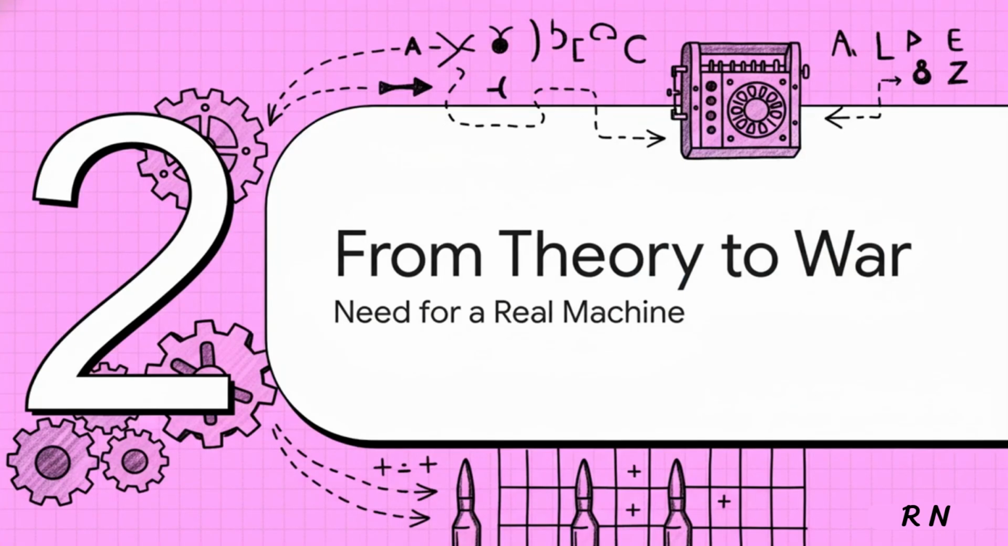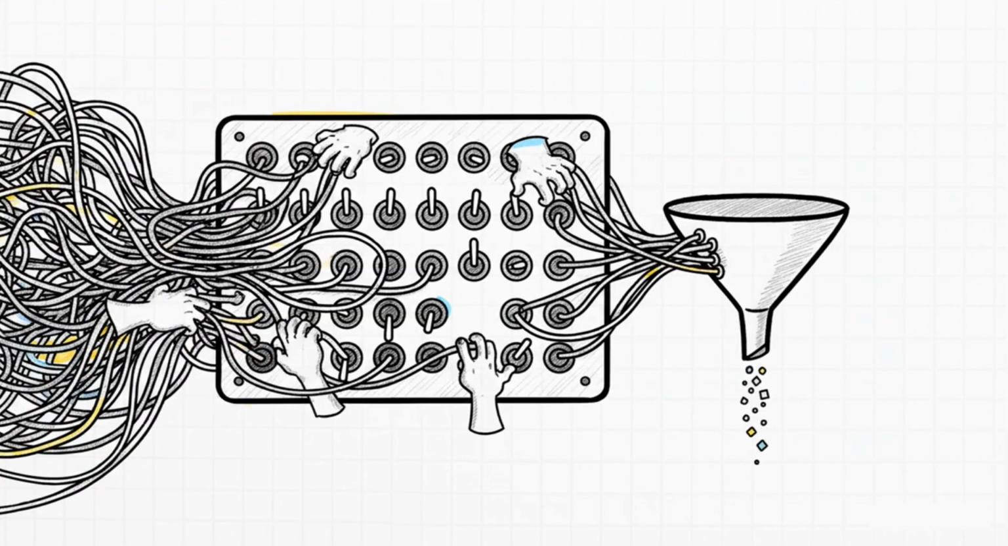Right. So the Second World War created this just unprecedented demand for high-speed calculation. We're talking about everything from cracking enemy codes to calculating artillery trajectories. This pressure cooker of innovation forced the leap from abstract theory to actual functioning hardware. And machines like the famous ENIAC were absolute marvels for their time. But they had this one massive problem.